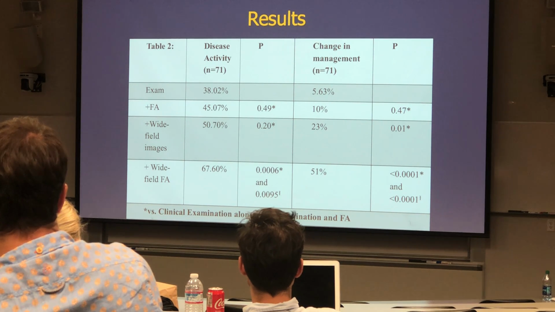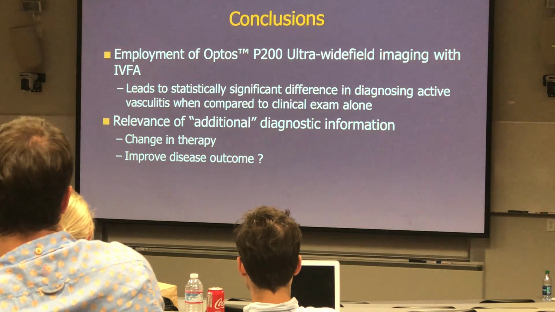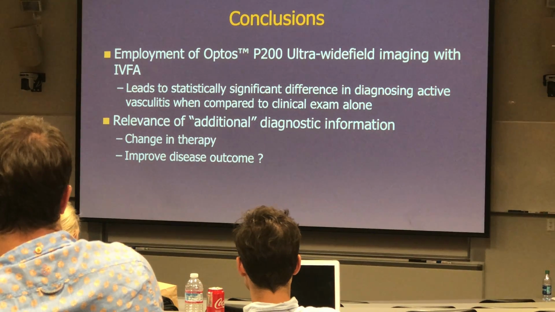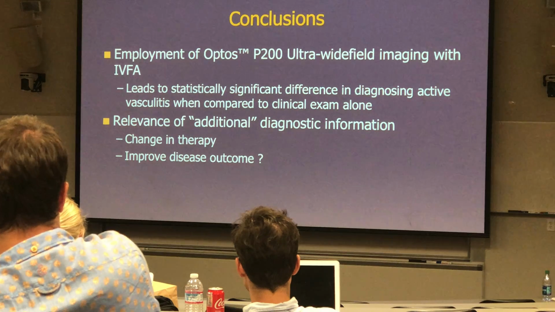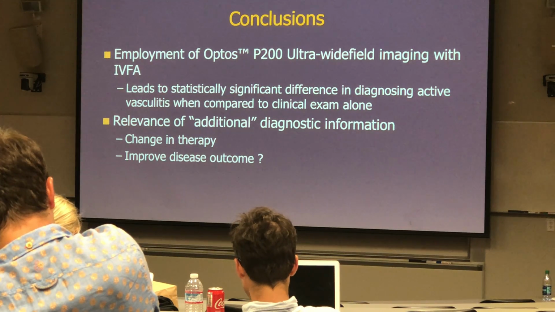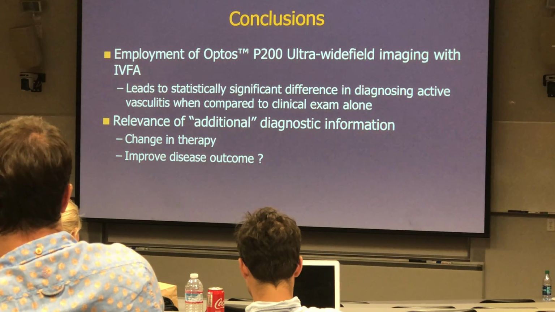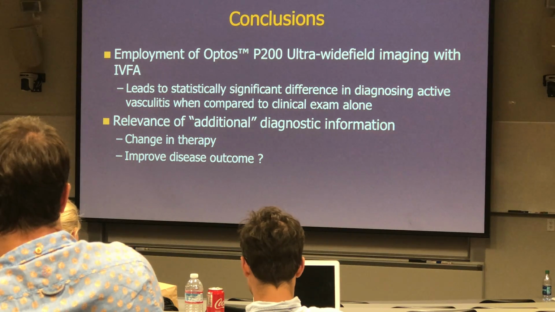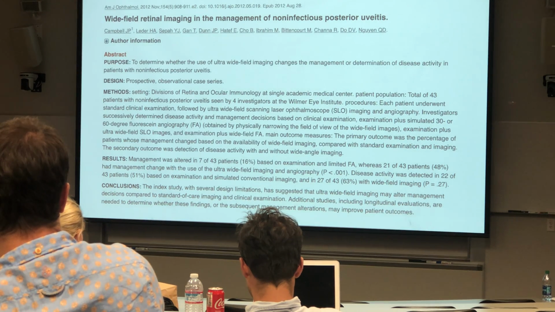At the same time, in around 51% of these cases, the clinician actually changed their management decision as well, based on the addition of the wide-angle imaging. So, in conclusion, we showed that wide-angle imaging does lead to significant differences in diagnosing not only vasculitis, but also it may affect the change in management. We do not know if that improves the disease outcome at this point in time, more aggressive therapy or not. I think that would be a more long-term and complex study. Both the manuscripts were published in AJO and then JOII.